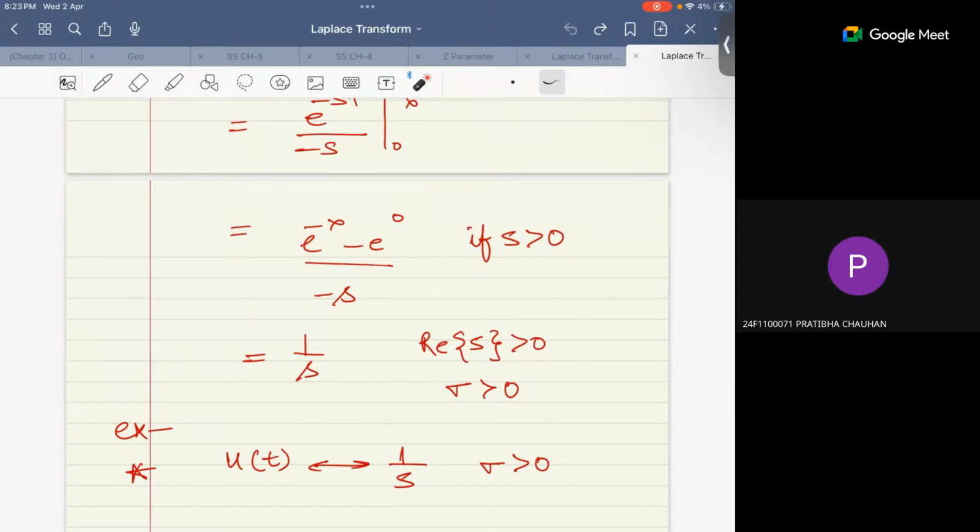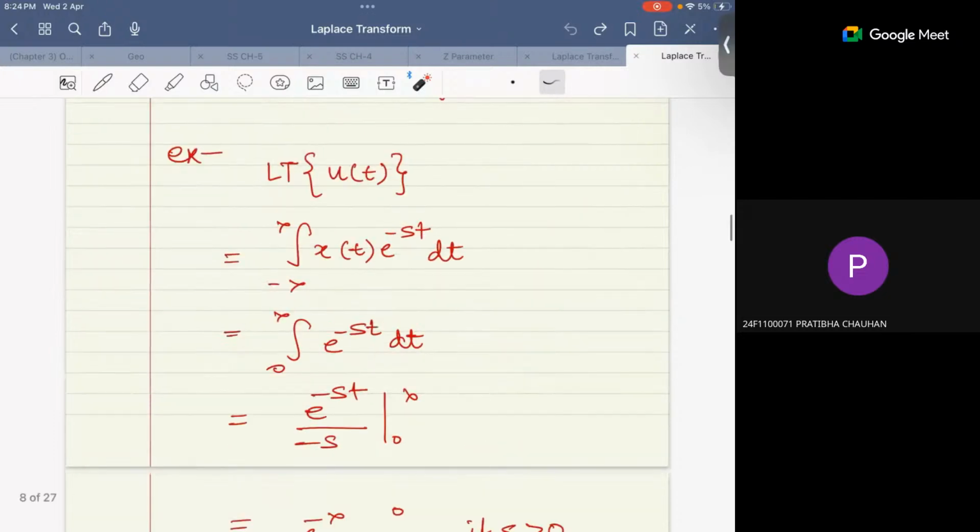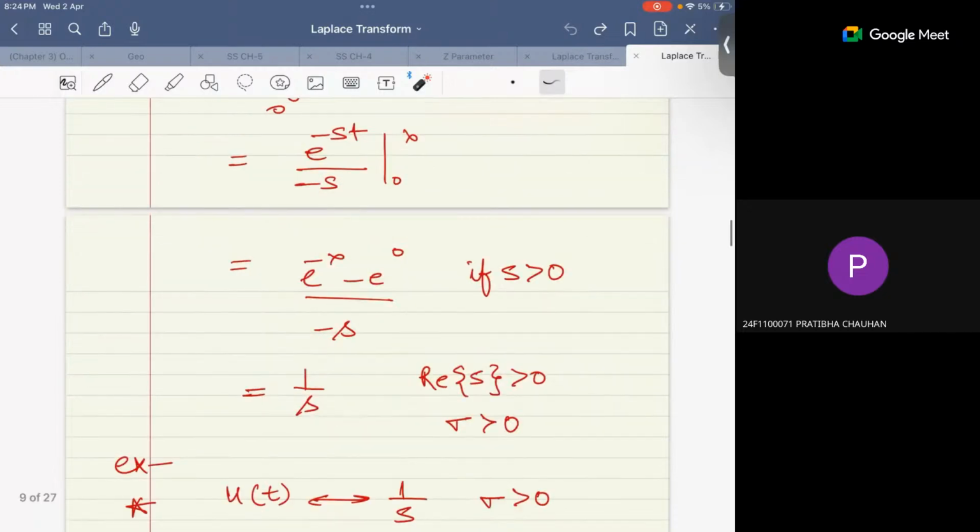And here the ROC that you will be getting is S greater than 0, because from here it is e to the power minus st, right? So S should be greater than 0 to make the signal integrable. And S greater than 0, that means real part of S greater than 0, that means sigma should be greater than 0. So you can remember some of the very important signals' Laplace transforms also. For the exponential function, you can remember all those combinations. Similarly, for the unit step function, the Laplace transform is 1 upon S with a ROC of sigma greater than 0, or S greater than 0.